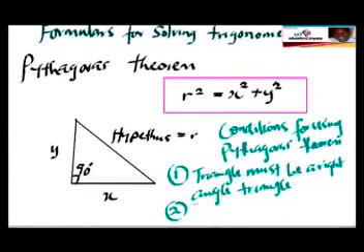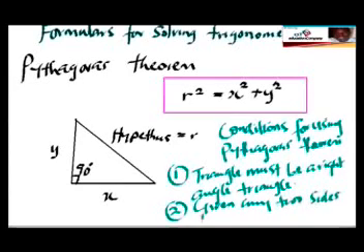It says, given any two sides to find the third side. So whenever you're given any two sides of a right angle triangle and you're asked to find the third side, you use your Pythagoras theory. So these are the two conditions. Number one, it has to be a right angle triangle. Number two, you have to be given any two sides to find the third side.